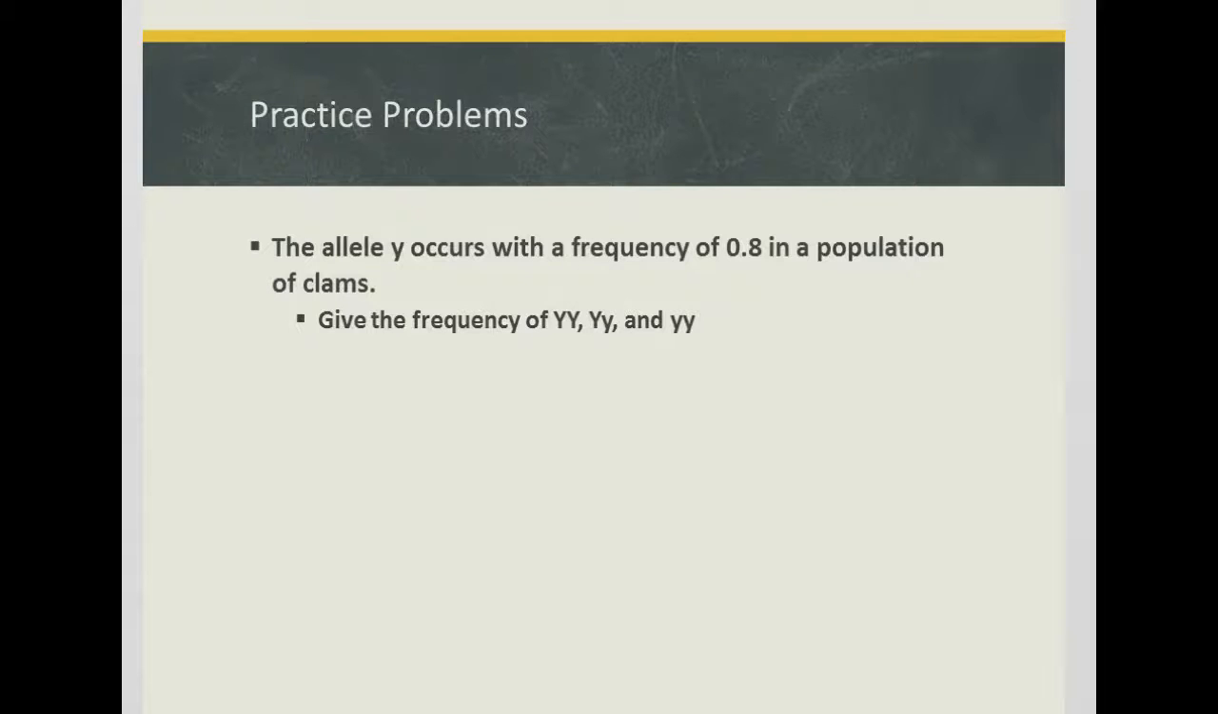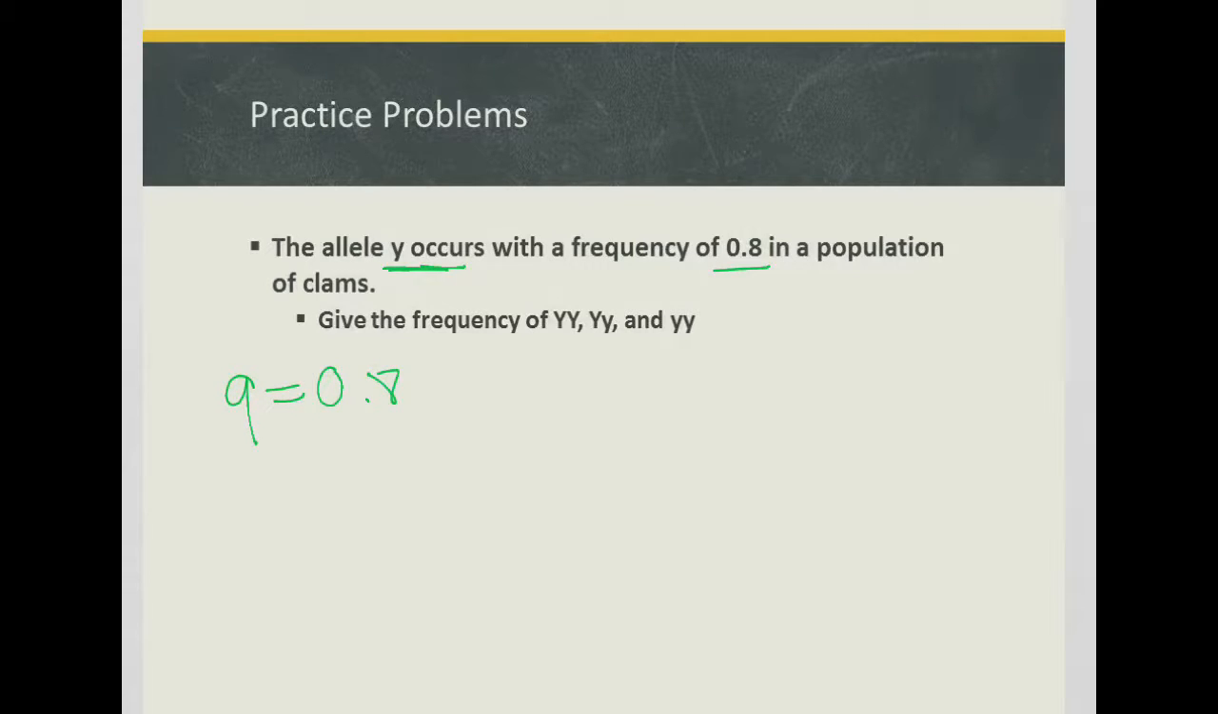In this video I'm just going to do two Hardy-Weinberg practice problems. The allele y, lowercase y, so that's the recessive allele, occurs with a frequency of 0.8 in a population of clams. Give the frequency of all three genotypes. Okay. So I know that this frequency that it's telling me, because this is the recessive allele, not a genotype, that's going to be Q, is equal to 0.8.